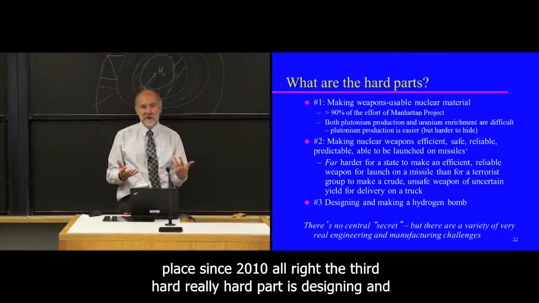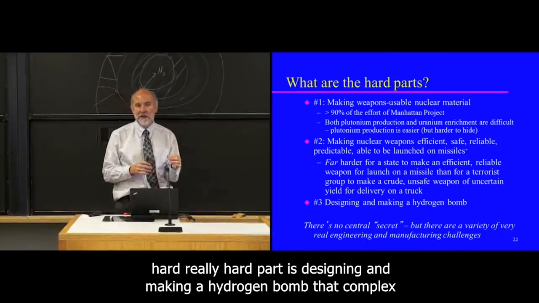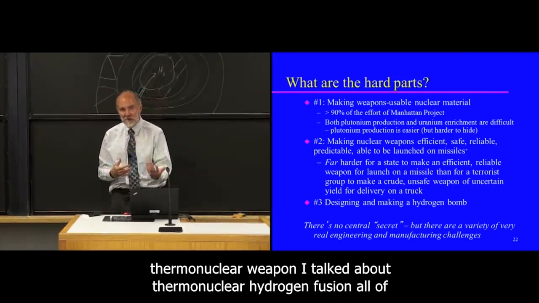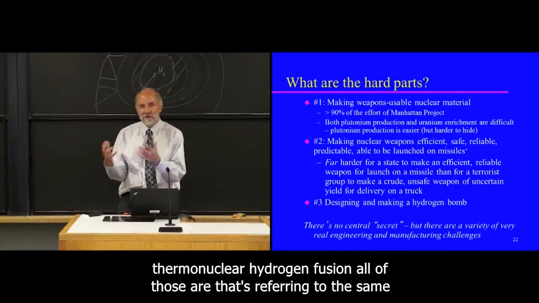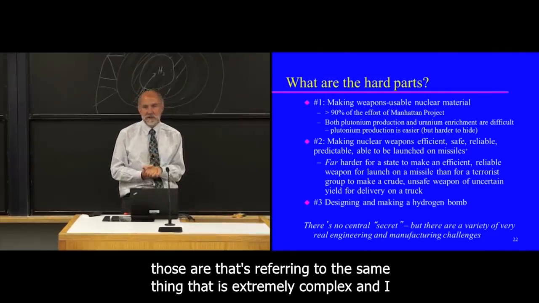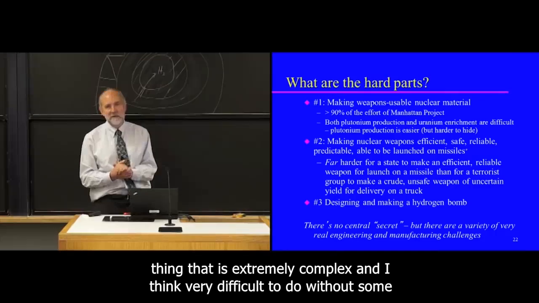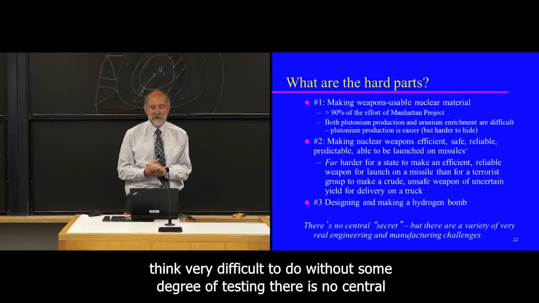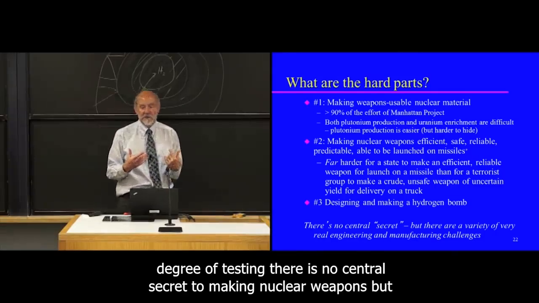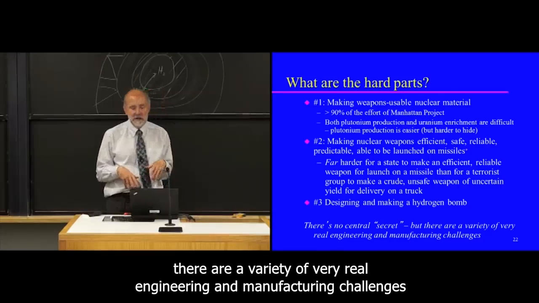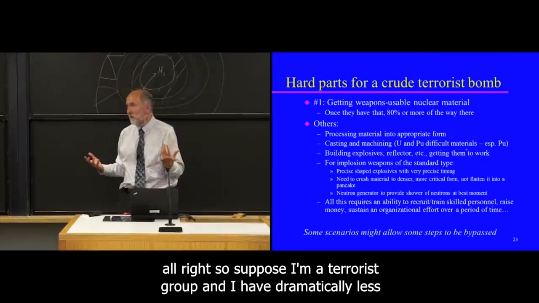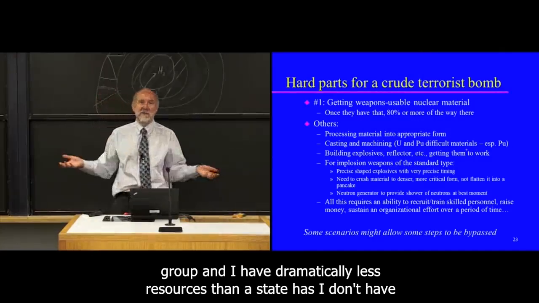All right, the third really hard part is designing and making a hydrogen bomb. That complex thermonuclear weapon I talked about, thermonuclear, hydrogen, fusion, all of those are referring to the same thing. That is extremely complex and I think very difficult to do without some degree of testing. There is no central secret to making nuclear weapons, but there are a variety of very real engineering and manufacturing challenges.